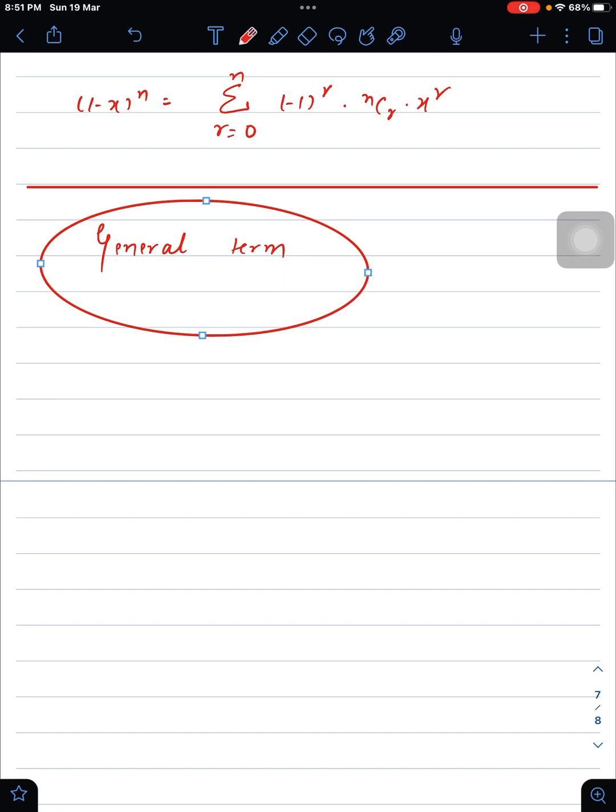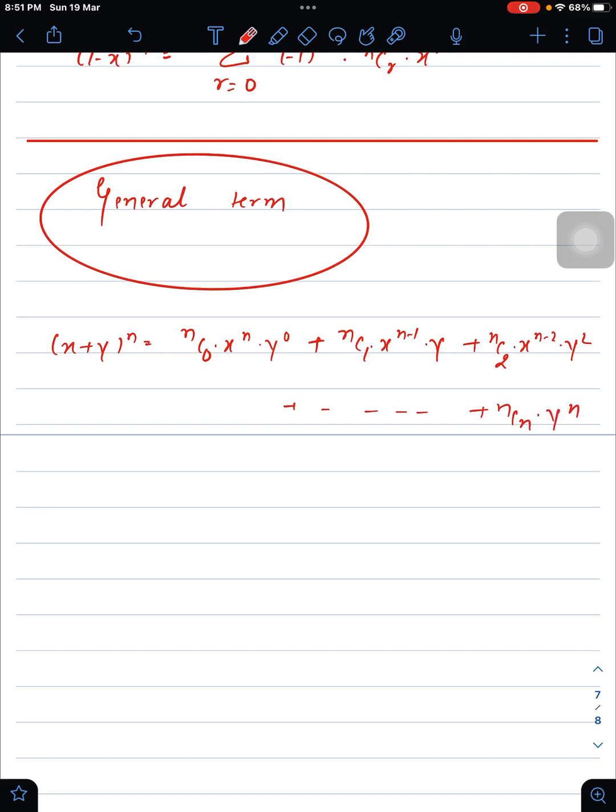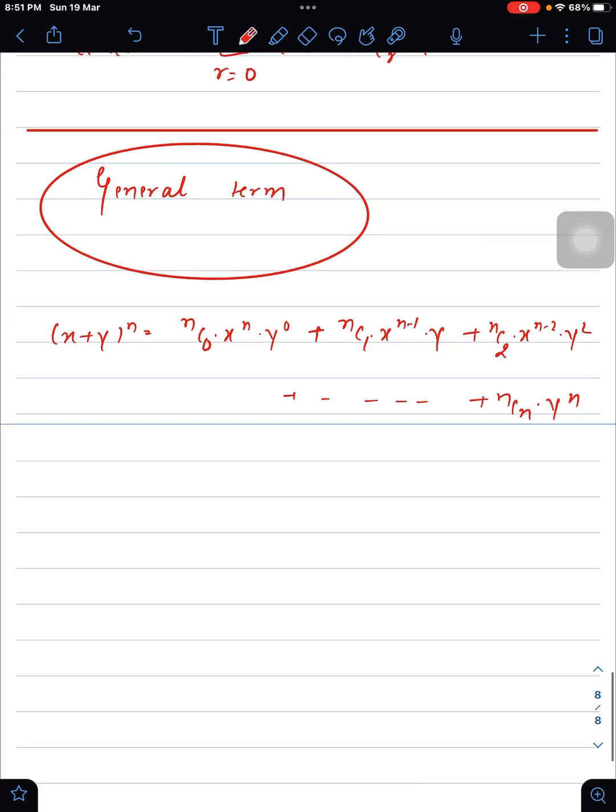Okay, now look beta, how we are going to write the general term. Look beta, (x plus y) to the power n. What is the formula I have written? nC0 x to the power n y to the power 0 plus nC1 x to the power n minus 1 y plus nC2 x to the power n minus 2 y to the power 2, and the series will go on like nCn y to the power n. We have written it so many times that it must be remembered by you people, I guess.